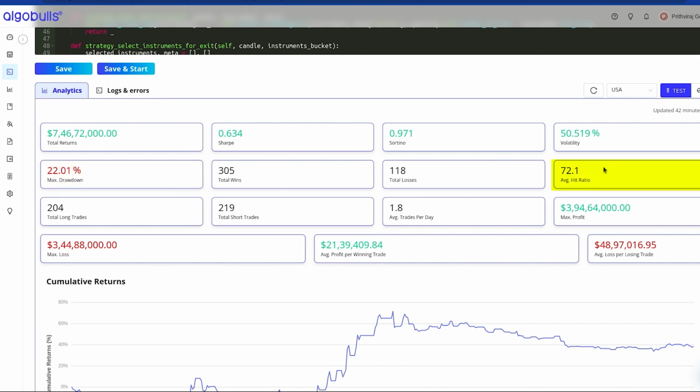Next is the hit ratio. The hit ratio, often dubbed the winning ratio, assesses the proportion of successful trade among the total number of trade. A higher hit ratio indicates a greater percentage of profitable trade. It's important to note that a high hit ratio doesn't guarantee positive return on its own.